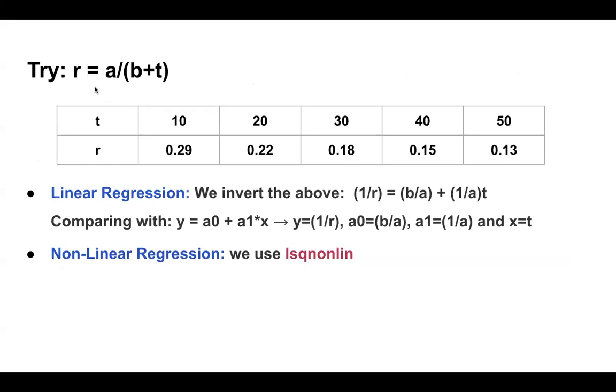So here we have a nonlinear function r is equal to a divided by b plus t. There are two ways in which you can fit this function. One is to convert it into a linear problem. Otherwise, you can directly use this function using lsqnonlin. How do you convert this into a linear problem? You can just take the reciprocal of it. So what is the reciprocal of this?